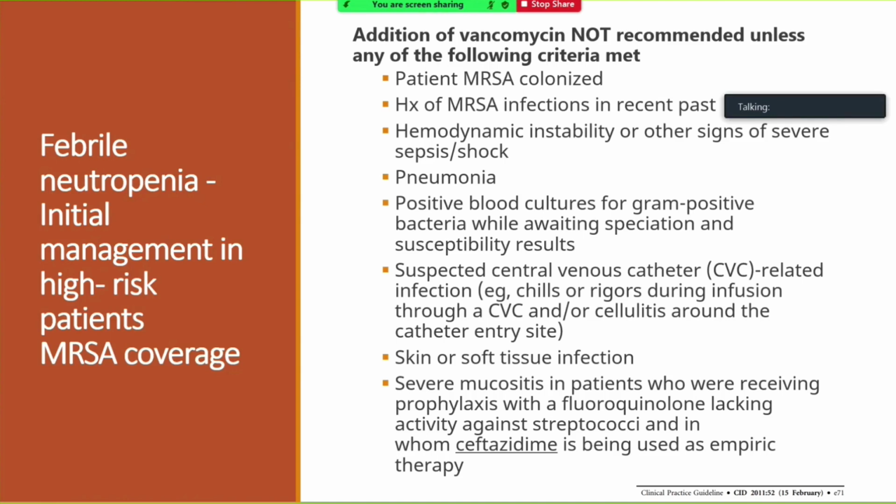So a neutropenic patient who is MRSA colonized, history of MRSA infections in the recent past, your patient is hemodynamically unstable or has other signs of severe sepsis or shock, you diagnose the patient with a hospital-acquired pneumonia, and if you think that's what's truly going on, you can initiate vancomycin until you get repeat MRSA screen and other workup. You have positive blood cultures for gram-positive bacteria while awaiting speciation and susceptibility. You suspect your patient has a CVC-related infection. There's a concern for skin or soft tissue infection, or you have a patient with severe mucositis in whom you use suboptimal agents such as ceftazidime or aztreonam. So these are the true indications to add vancomycin to the regimen.